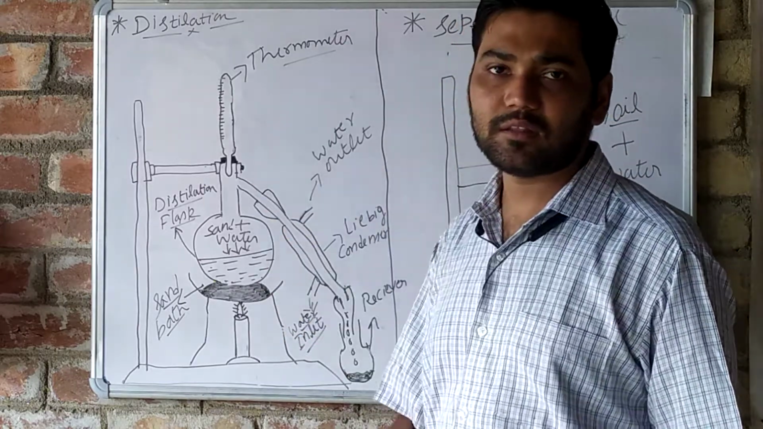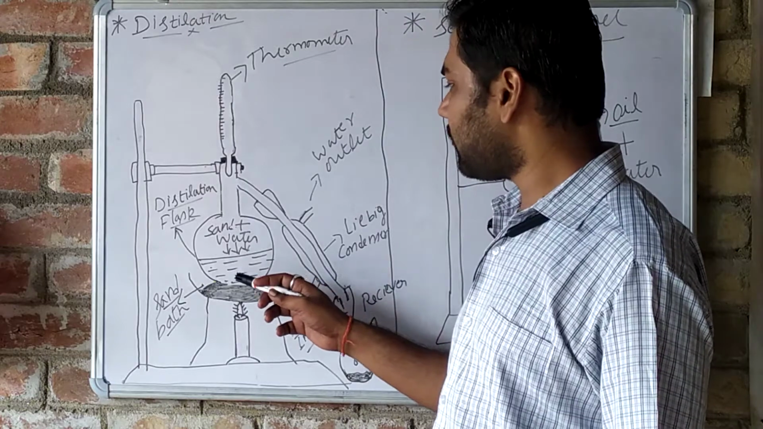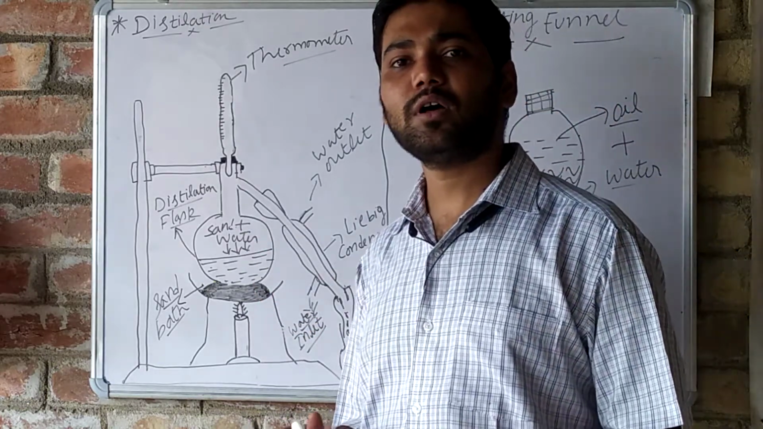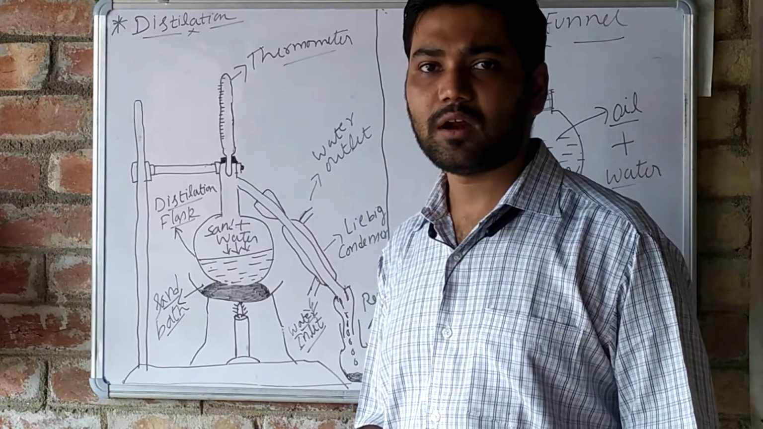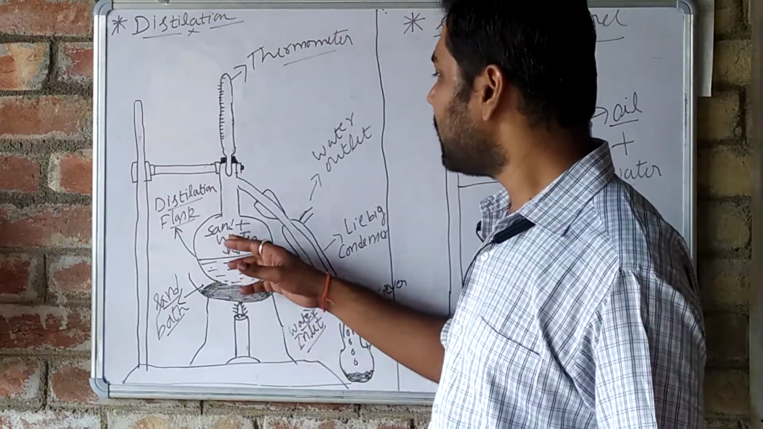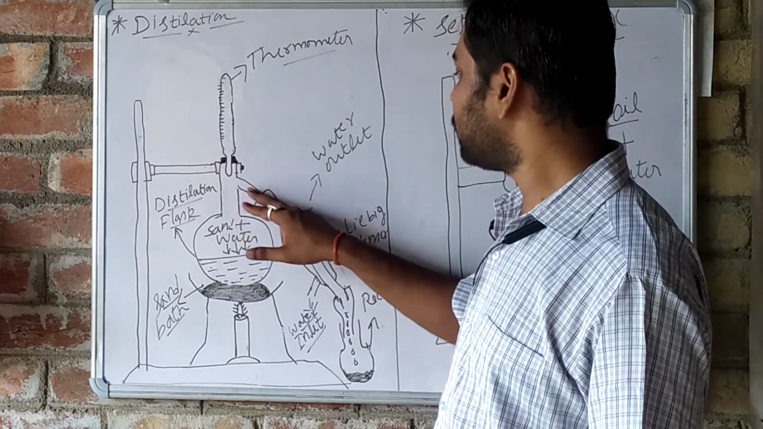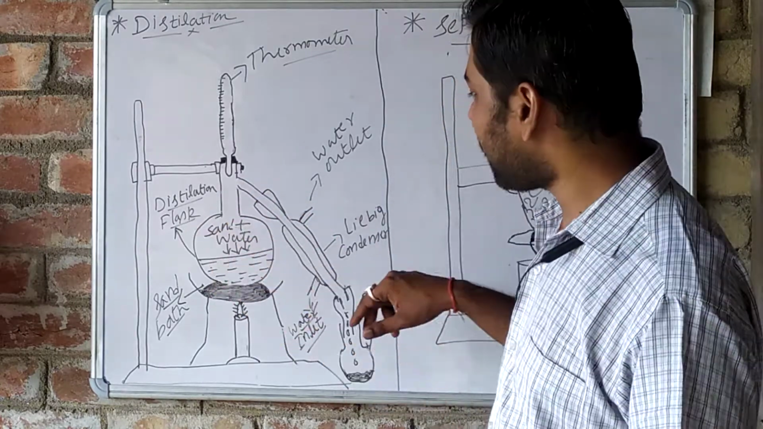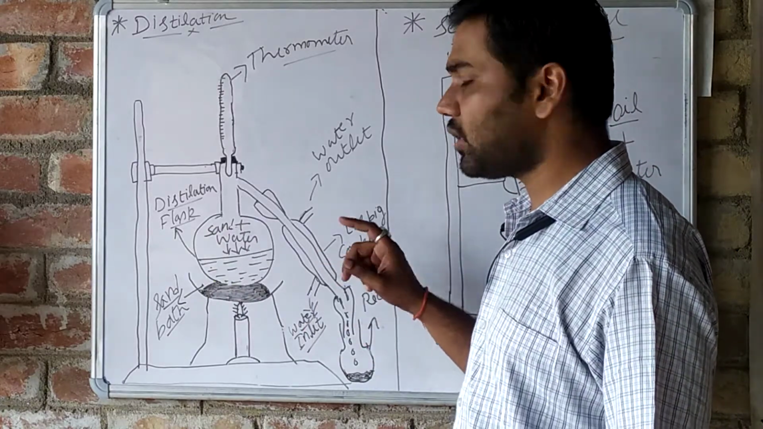The temperature will start rising in the thermometer. We will see that. That sand and water mixture will start turning to vapor slowly and steadily. Understand? When it turns to vapor, it rises up and starts flowing through this tube. It will start passing, and then it comes to the Liebig condenser.